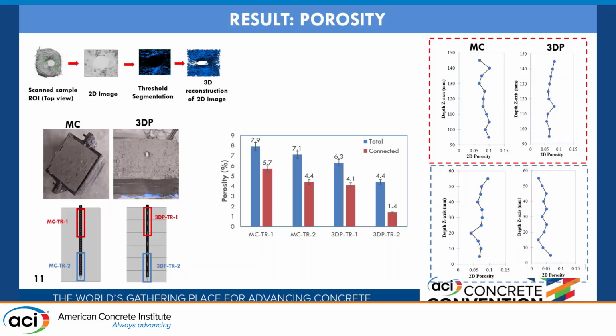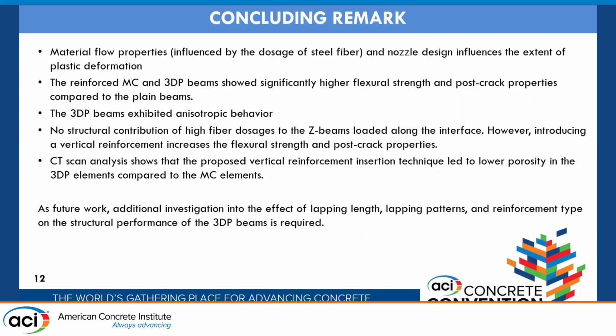And location 2 here showed generally lower porosity than location 1, which had more threaded reinforcement translating through compared to location 1. So porosity around location 2 was generally lower than location 1.